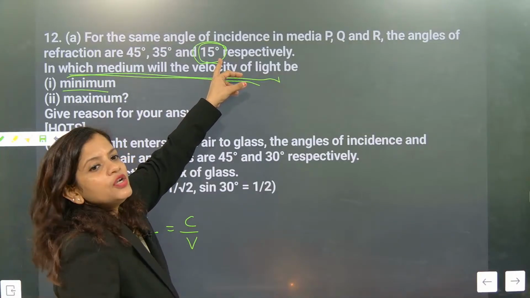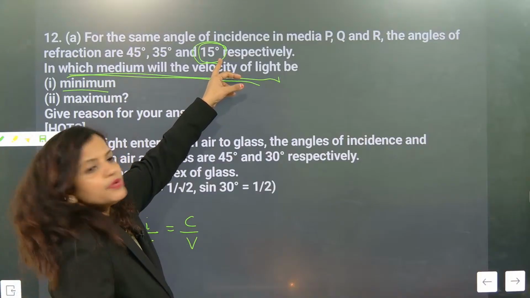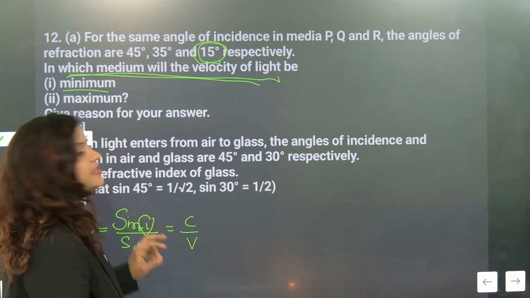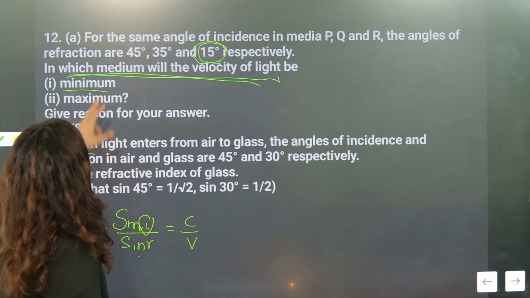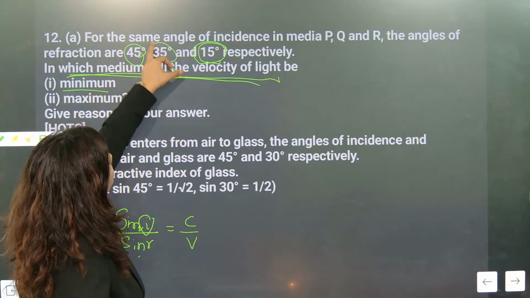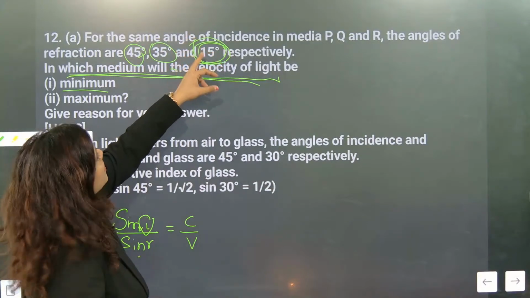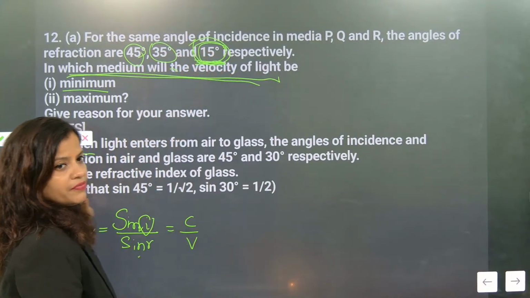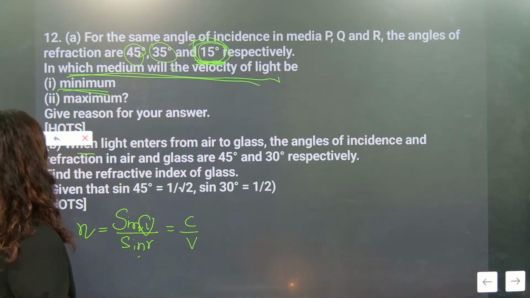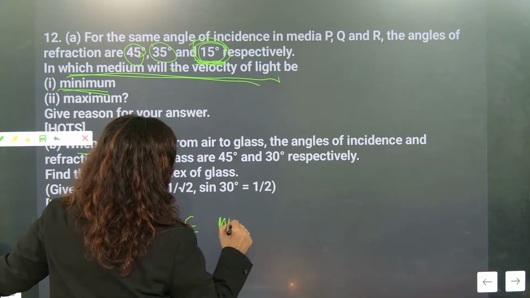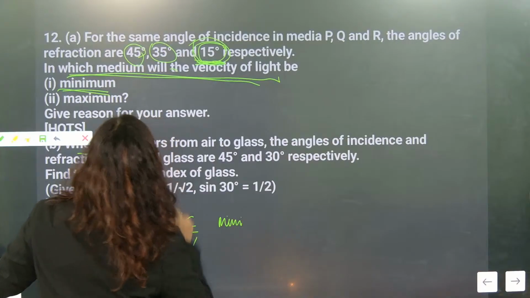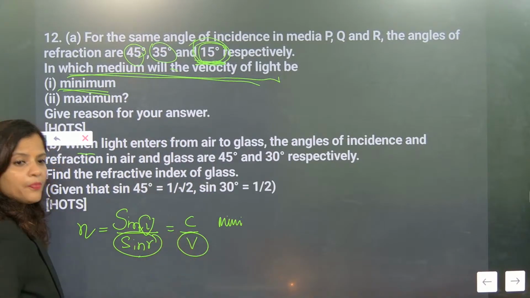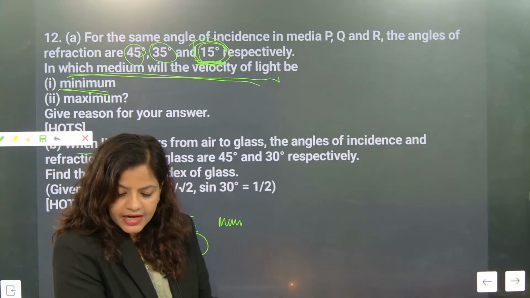Since it is bending more towards the normal, the incident angle remains the same. Here the media have angles of 45 degree, 35 degree and 15 degree. The one having the minimum angle will have the minimum velocity, because we know sin I by sin R is directly proportional, so sin R will be directly proportional to V.